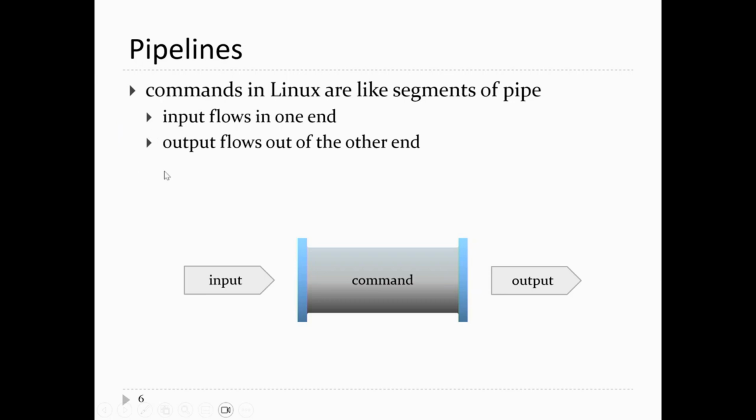Okay, so pipelines. On the first day of class, I think, or the second day of classes, I showed you how to write a pipeline. You can think of a command in Unix as being a section of pipe. On one end of the pipe is some input, and on the other end of the pipe is some output. In other words, a command accepts either 0 or more pieces of input, and it produces some output. The input could be a stream, and the output could be a stream.